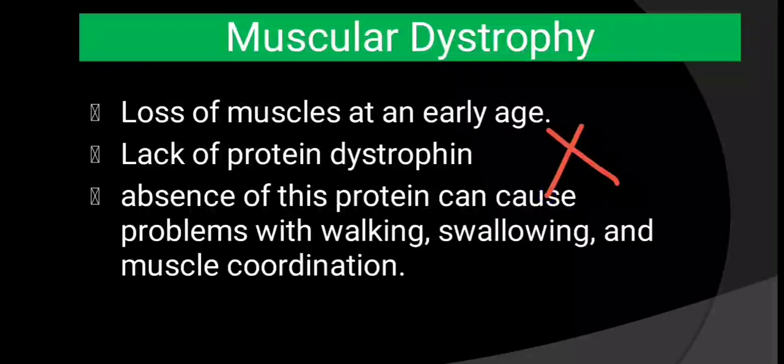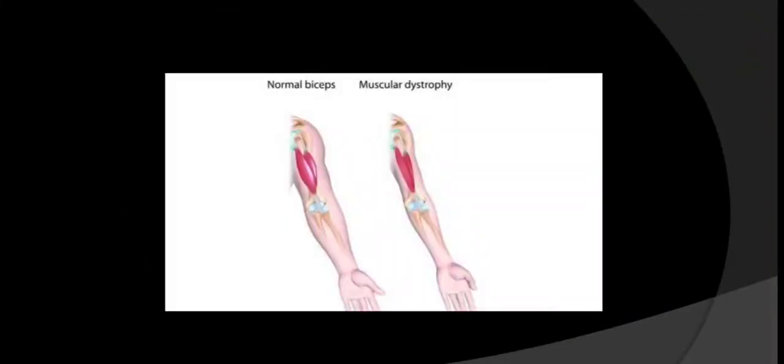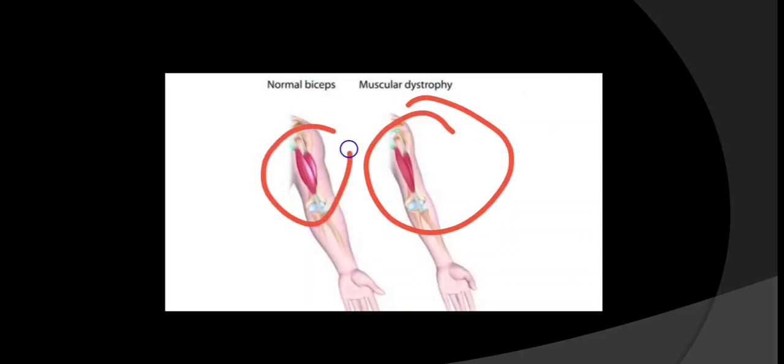So we have learned today about gene mutations in the sex chromosome: hemophilia, red-green color blindness, night blindness, as well as muscular dystrophy. You can see this here in this image. The person is having muscular dystrophy. This is the normal bicep, and this is the affected, diseased one.